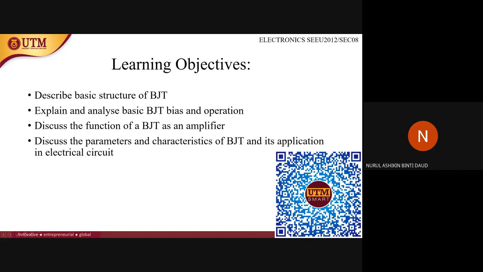These are the learning objectives for today's class. You should be able to describe the basic structure of BJT, and explain and analyze the basic BJT bias and operation. Also discuss the function of BJT as an amplifier, and its parameters and characteristics. Today we're going to focus on these three things. And application might be tomorrow.